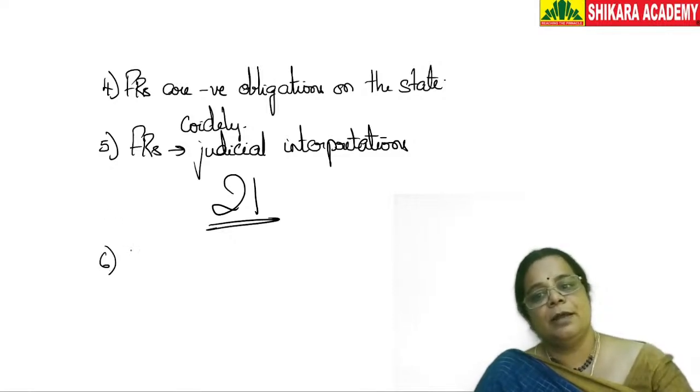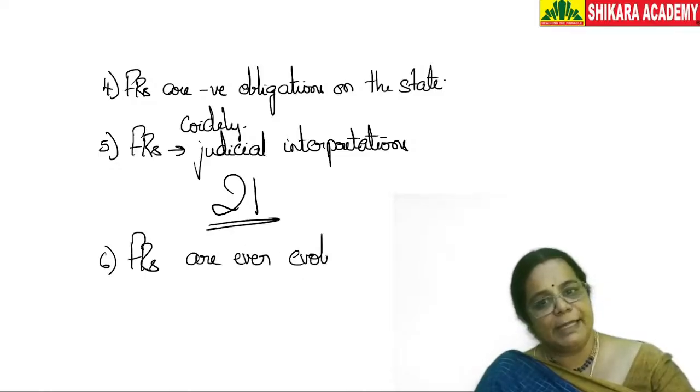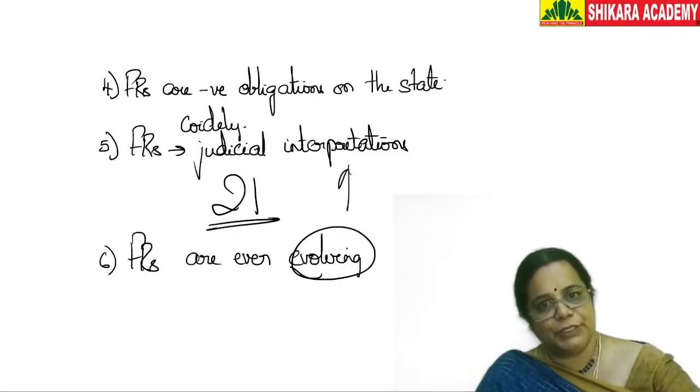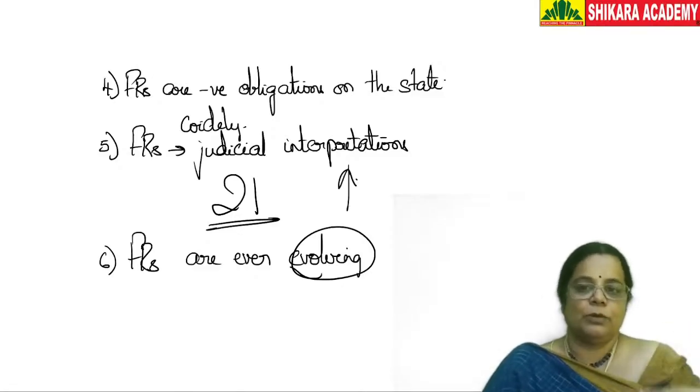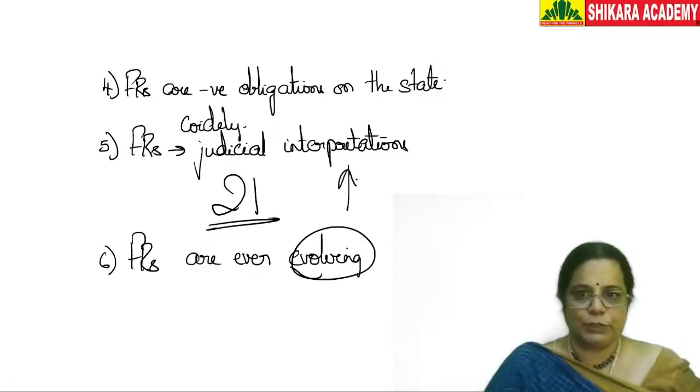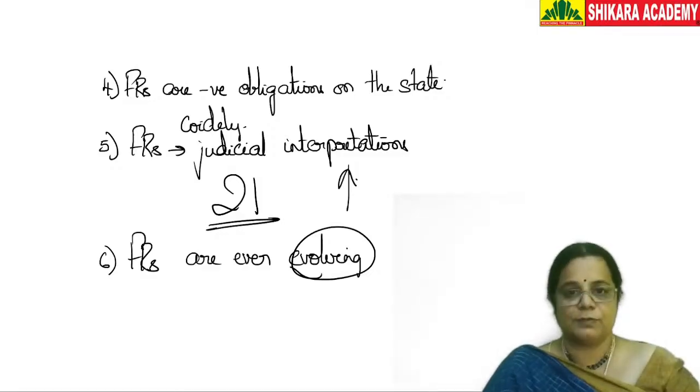And please remember, fundamental rights are ever evolving. Why am I saying they are ever evolving? Because of judicial interpretations, because of amendments. More amendments, more rights added. For example, right to education was added, right to form cooperatives was added.